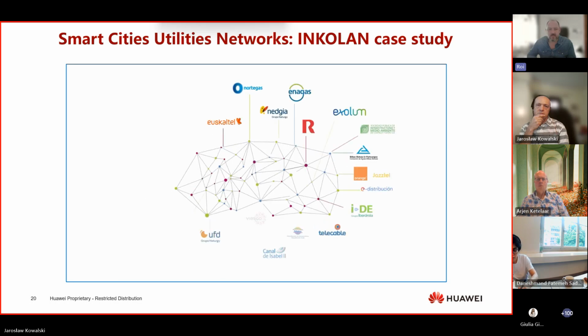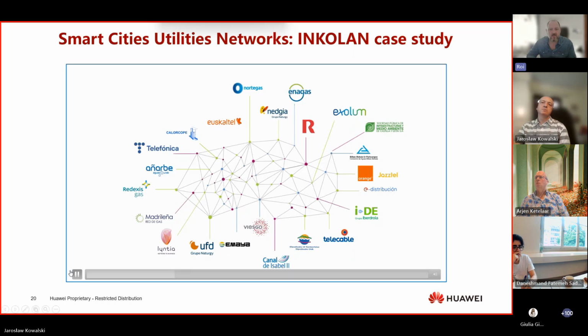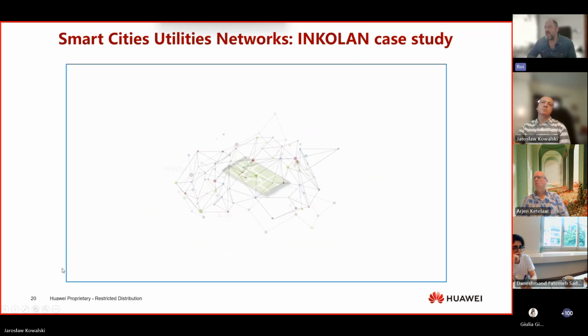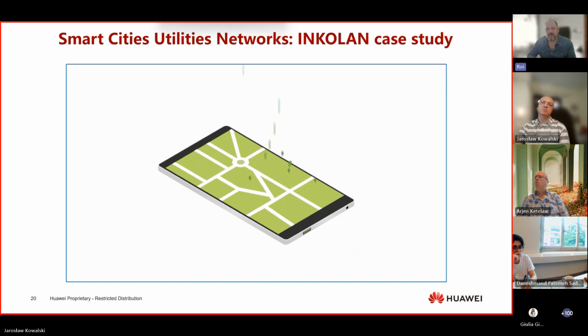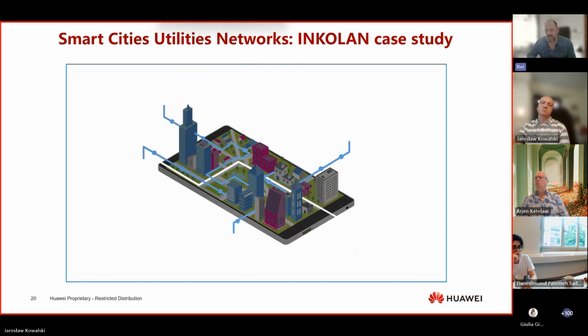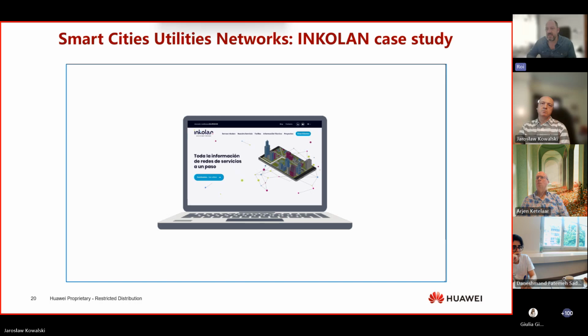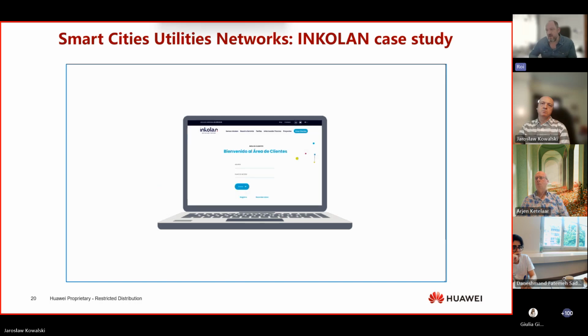Incolan is a company that provides digital information about the networks, that is, different networks: water, telco, energy, and so on, working with the main players in Spain in those areas. On their platform they also have more than 1,000 municipalities and more than 90,000 clients. They receive around 50,000 inquiries per year, and the platform includes more than 1 million kilometers of network.